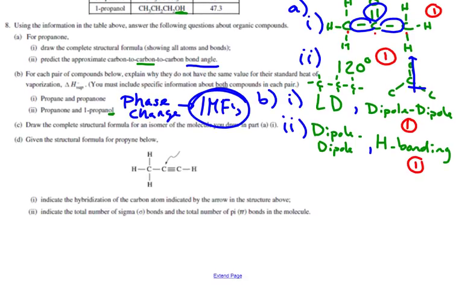Letter C, draw the complete structural formula for an isomer of the molecule you drew in part A1. Okay, so you're like, oh God, what's an isomer? So this is the test. It's if you even remember what it is. Of anybody who's going to remember, it's us.